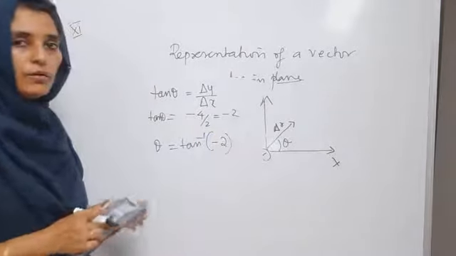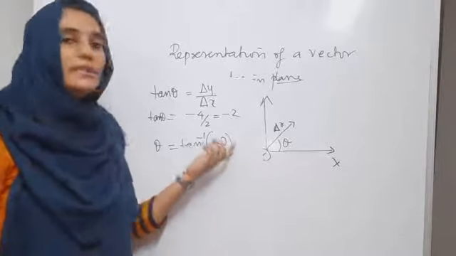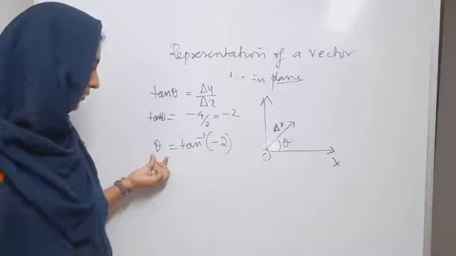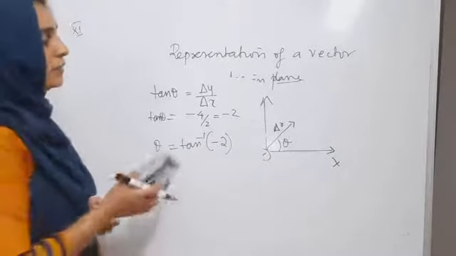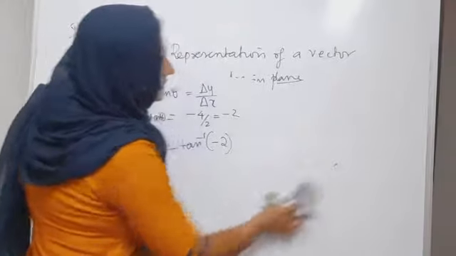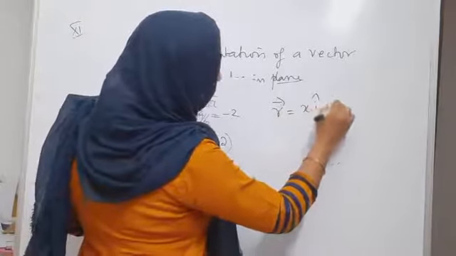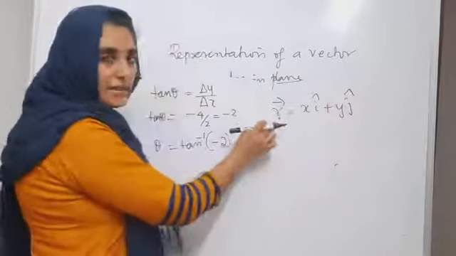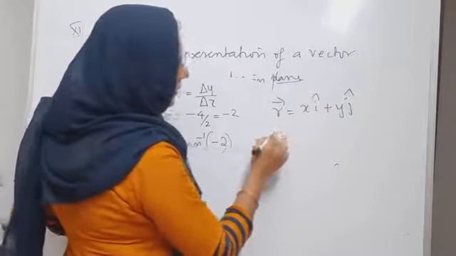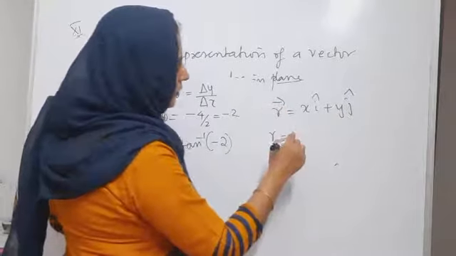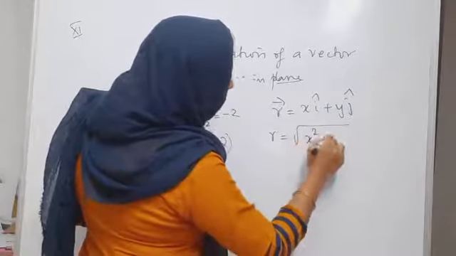So we can go for the value by using the table. Find out the value of theta by using the table. So any vector can be represented as r is equal to x i cap plus y j cap. You'll get the magnitude of this vector, either you can write r or modulus of r, as root of x square plus y square.